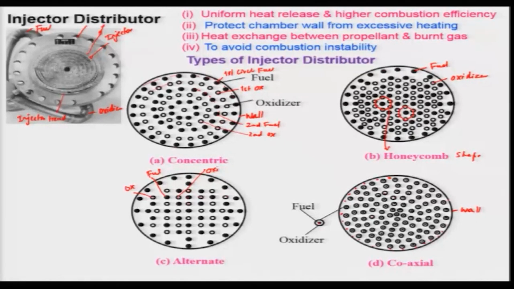And of course, there are various varieties one can think of, and one can use them in various permutation combinations. So, you can now have a feel that it is very important, and the design will depend on the imagination of the person, but the basic purpose must be met by designing the injector distributor. So, let us now look at the processes involved during the combustion of the liquid propellant.